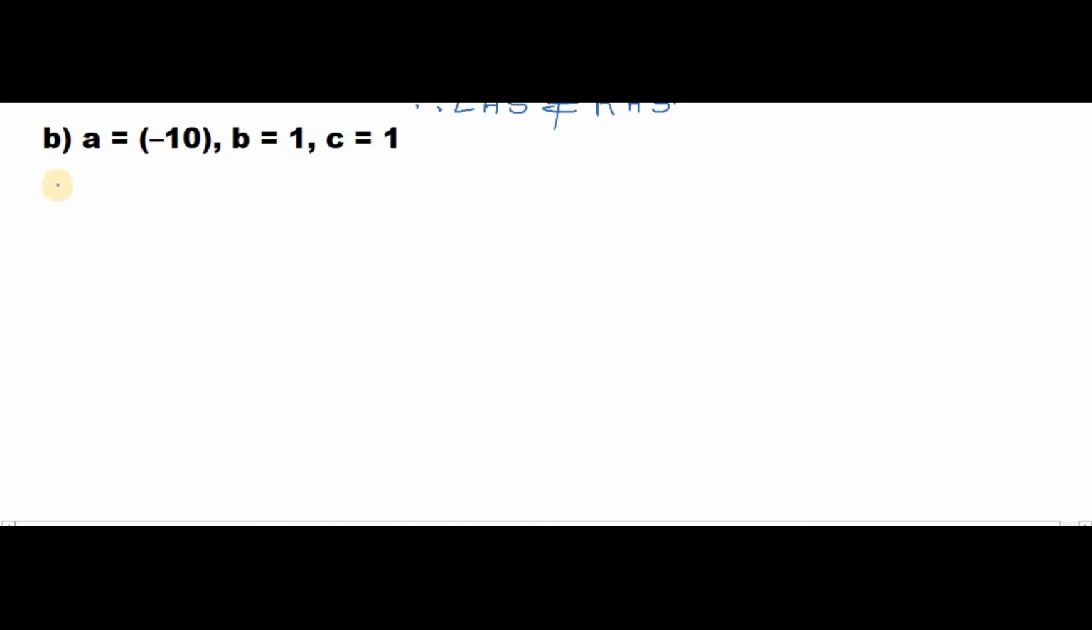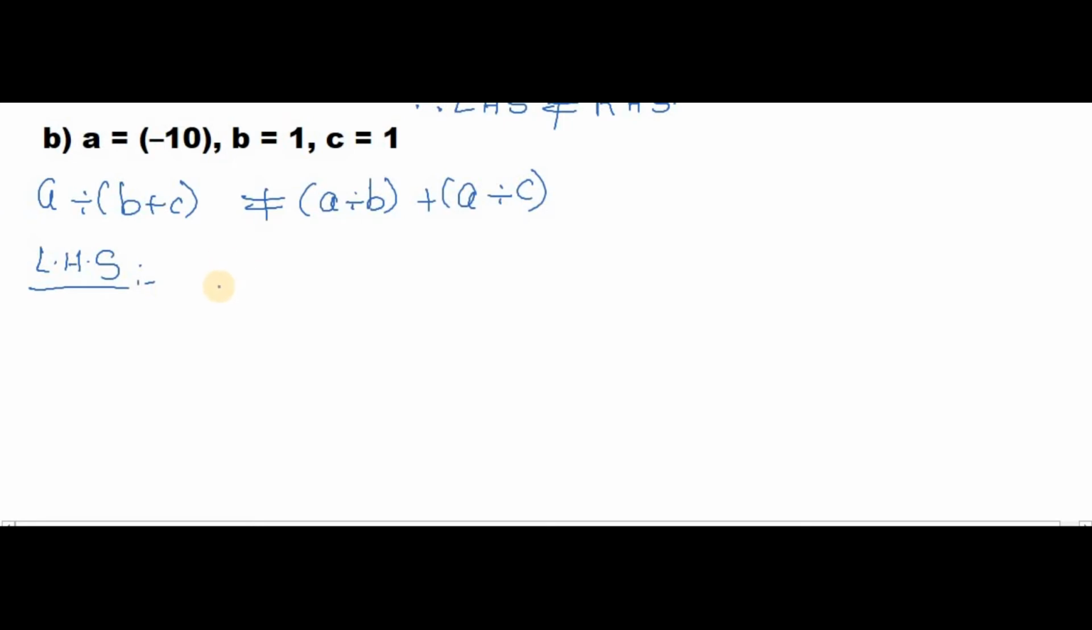Now coming to this question, a divided by (b plus c) is not equal to a divided by b plus a divided by c. Now we will write the LHS here, same as the previous question. So the value of a is -10, divided by the value of b is 1 and c is also 1. -10 divided by, first we are going to solve the brackets based on the BODMAS rule. 1 plus 1 is equal to 2. So 2 fives are 10, and minus is there for the dividend. And now coming to the RHS.